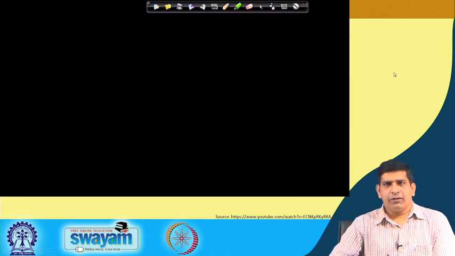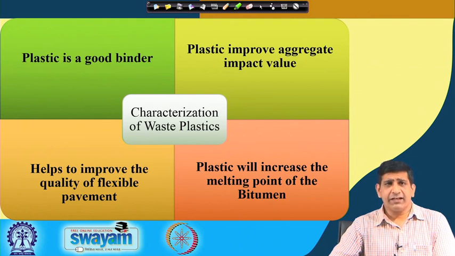As you saw in that whole process, the plastic waste was laid in essentially a process similar to what we do for road construction, but we are adding this plastic. As explained in the previous slide, first the plastic is shredded and then mixed first with the aggregate, and then we add bitumen to it. That is why it works: plastic is a good binder. It helps in binding those aggregates together.